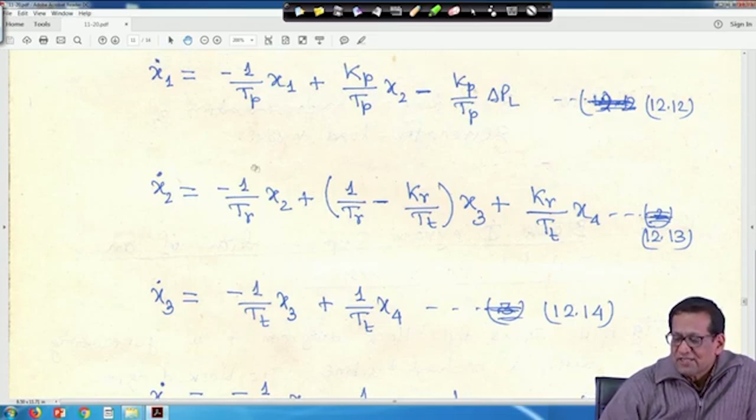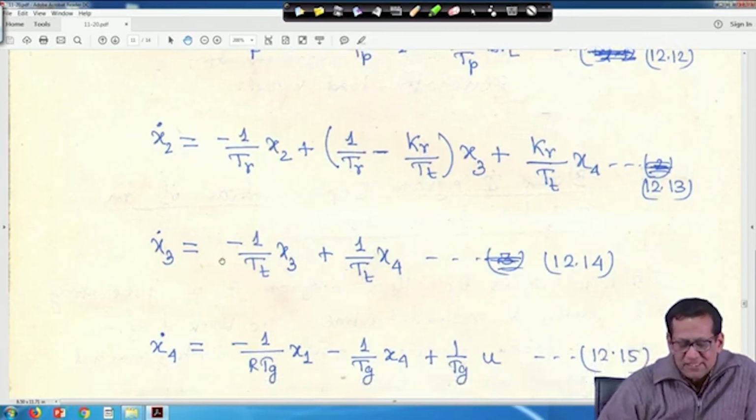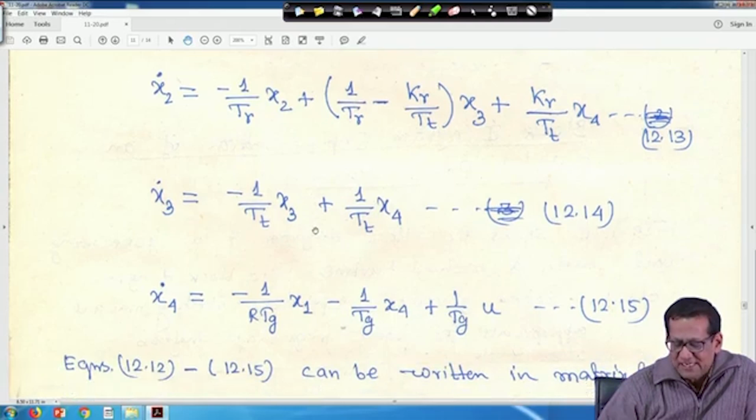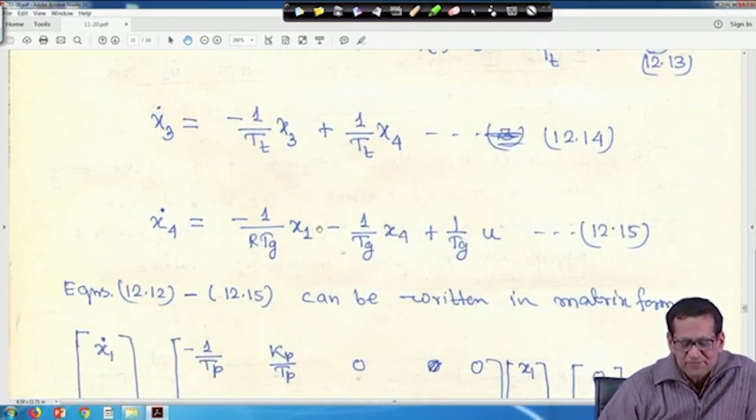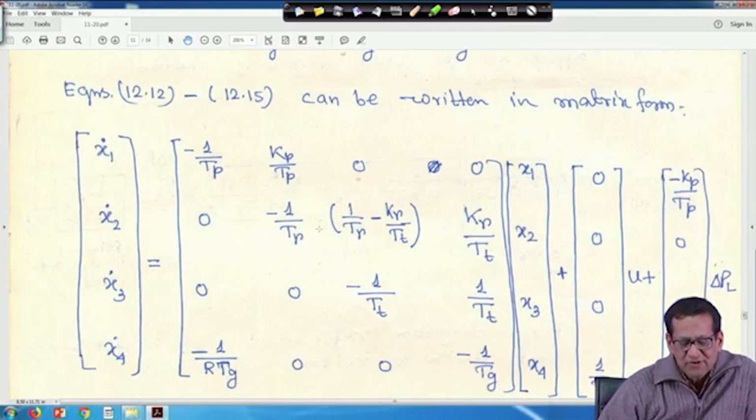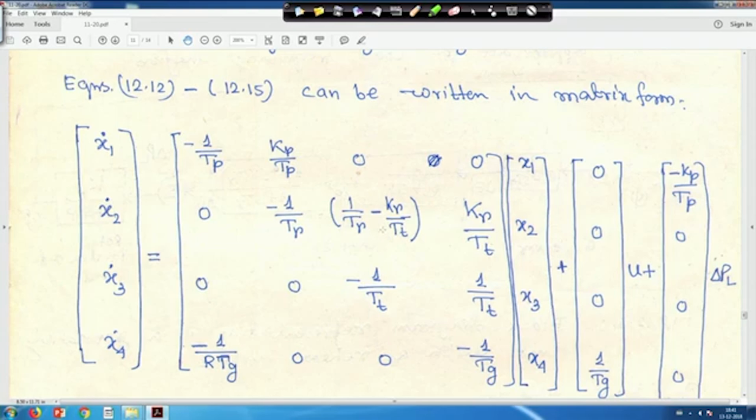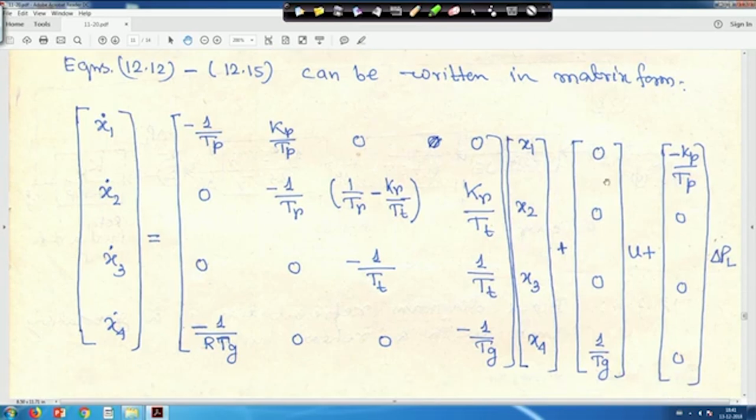So, all these equations 12, 13, 14 and 15 are written, but you derive them on your own. Once you get all these equations, they can be written in matrix form, that is x1 dot, x2 dot, x3 dot, all put in this matrix form.